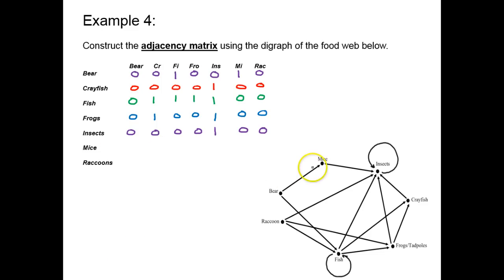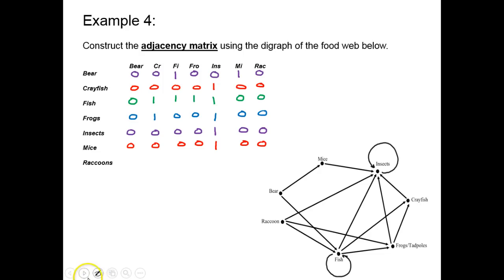Okay, now let's talk mice. I'm looking for arrows that go away from mice. There's only one of them. Mice eat insects. So I'm going to put a 1 under insects, showing that mice eat insects. Alright, but they don't eat any of these other things. So I'm going to put zeros all across that.